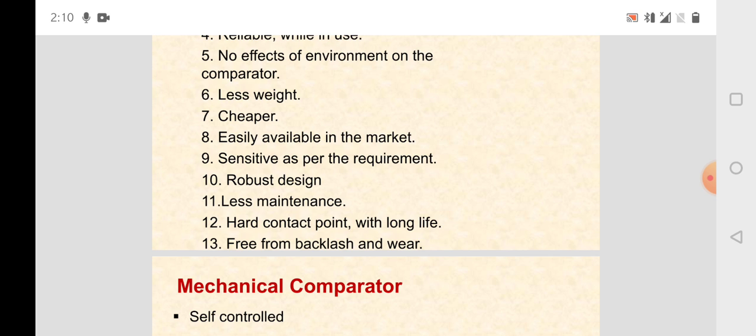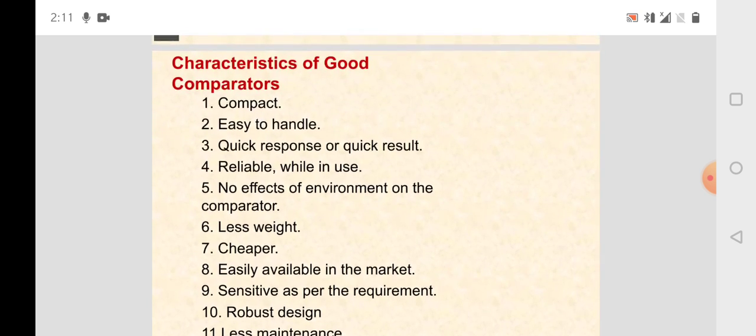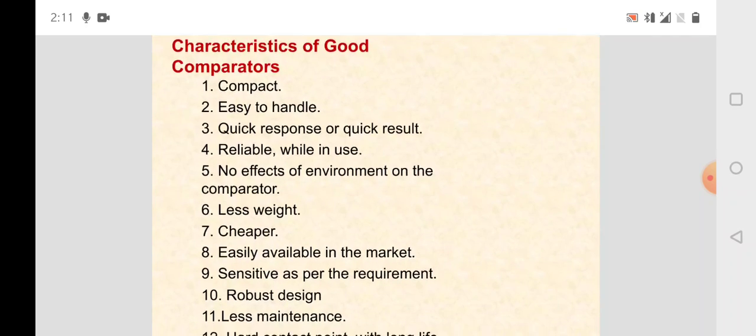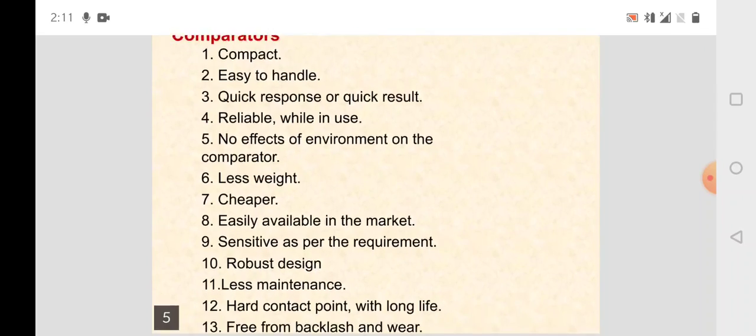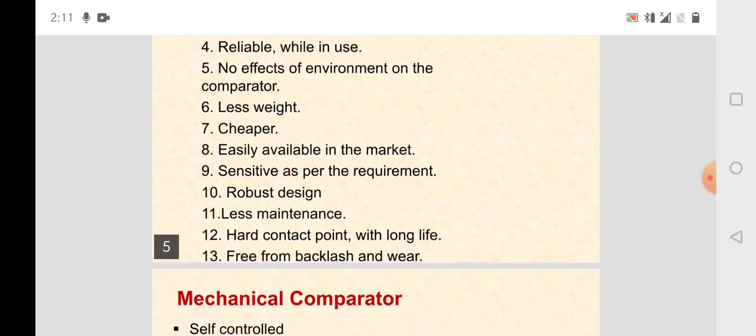So these faults should not be there. As I have told you, it should be hard. It should have a hard contact point, so this backlash or wear should not be there. So these are the properties, or we can say the characteristics, a good comparator should possess.